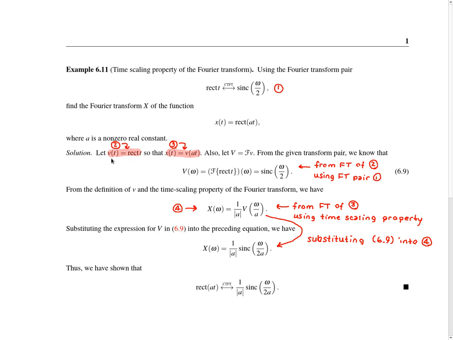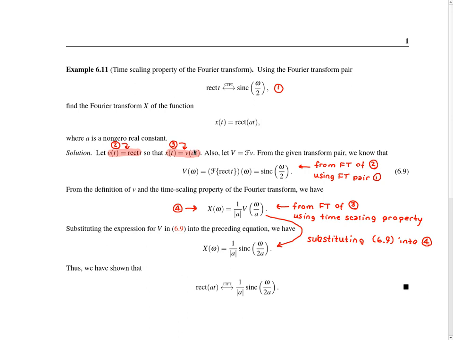So if we take the Fourier transform of the left-hand side, little v, we simply get the Fourier transform big V by definition. So that's this left-hand side here. And when we take the Fourier transform of the right-hand side of equation 2, in other words rect of t, by virtue of this Fourier transform pair here, we simply get sinc of omega over 2. So this is where this right-hand side here comes from. So we have the Fourier transform big V.